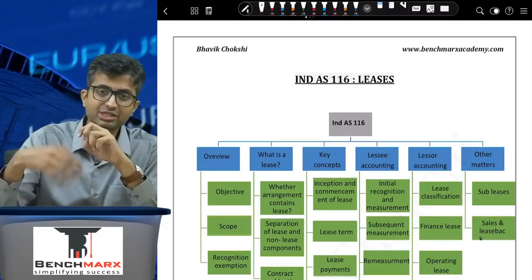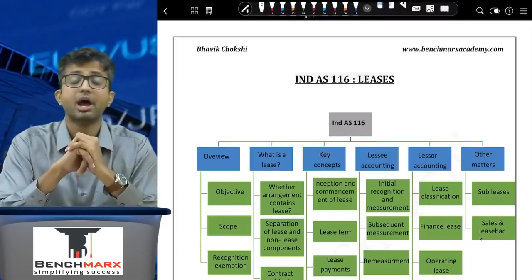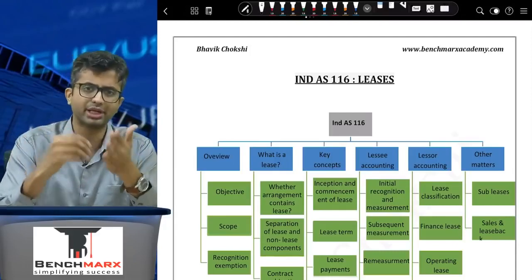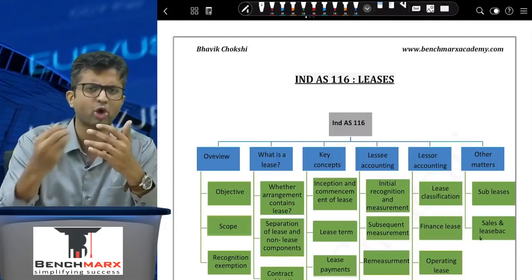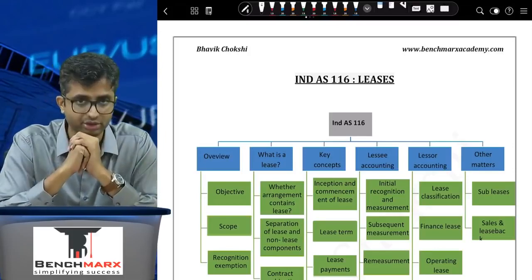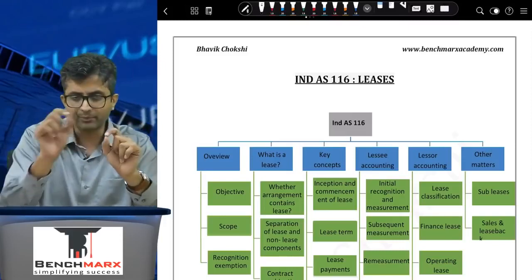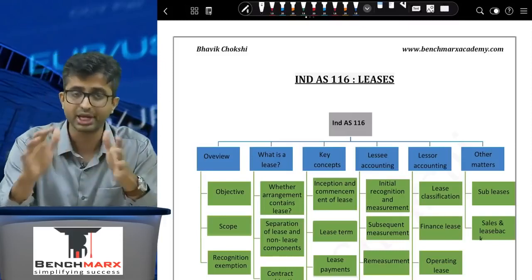Okay, next you go to the important terms, which are inception and commencement of lease. Inception is the date when generally the conditions linked to the lease have been finalized substantially or the lease agreement has been signed. Commencement of the lease is the date when you get the physical possession of the asset. Accounting starts from the commencement date. Identification of lease happens on the initial date.